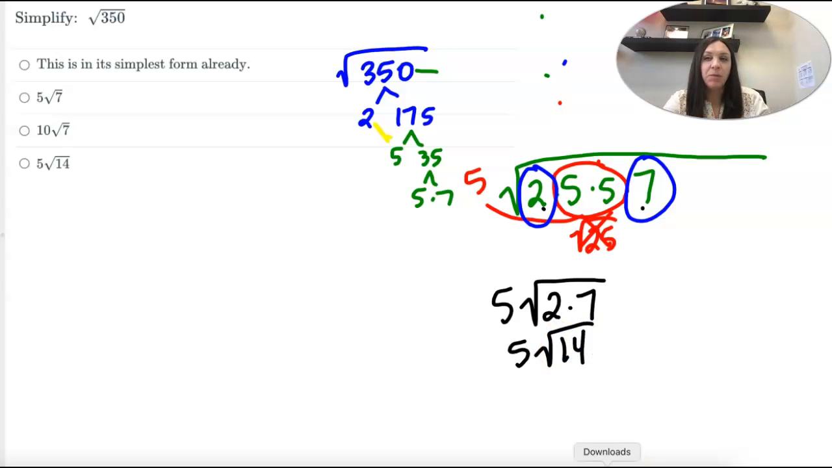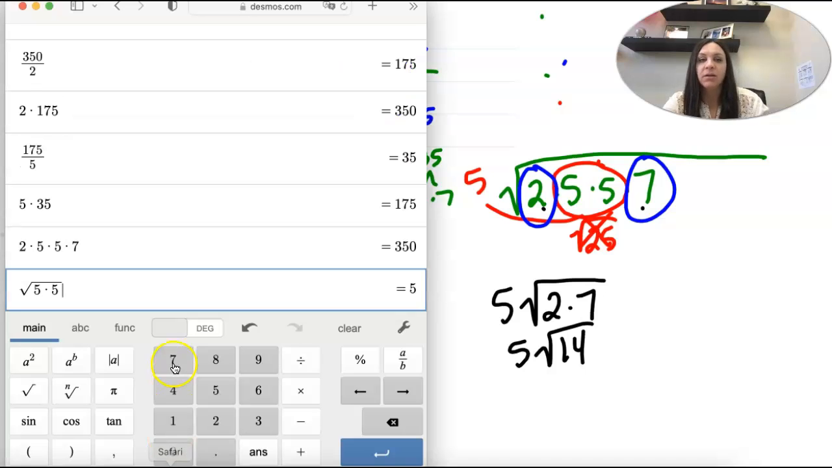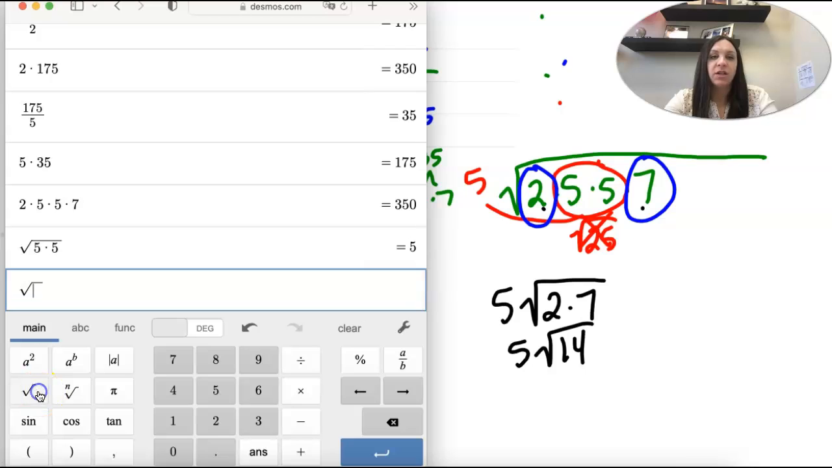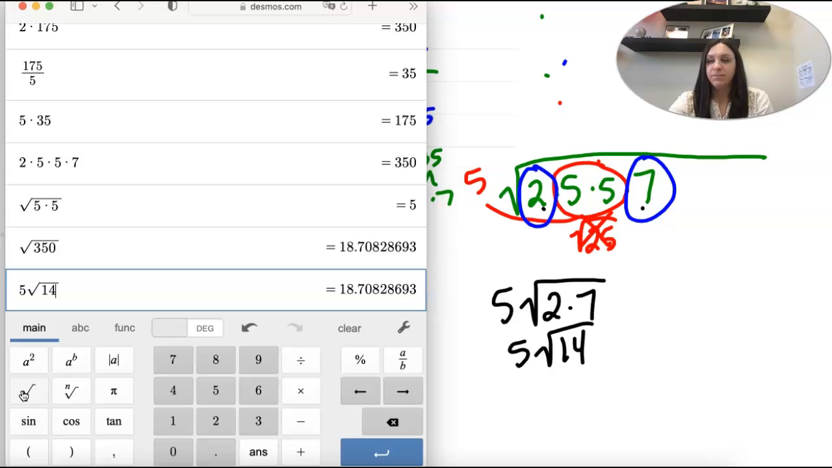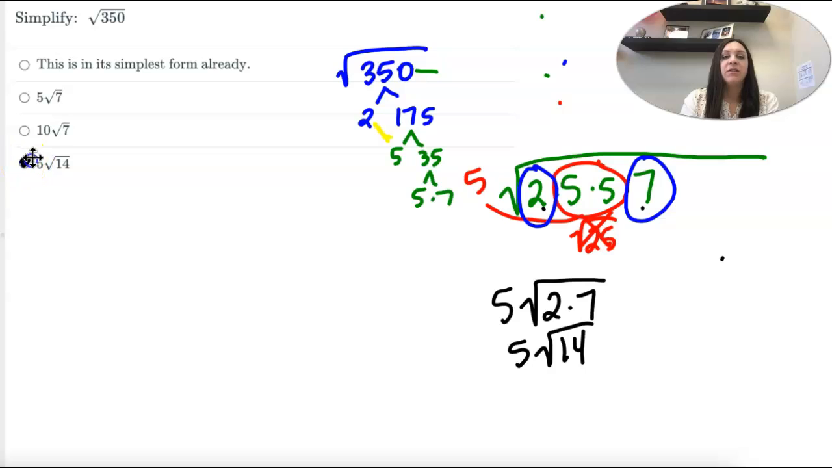So I want you to remember what I said at the beginning. I said all we're doing is we're writing it a different way. Okay, so we started with the square root of 350. See how that's equal to 18.71, whatever. I rewrote it as 5 times the square root of 14. I did not change the value. All I did was write it a different way. It's the same number. So 5 square root of 14 is my answer.